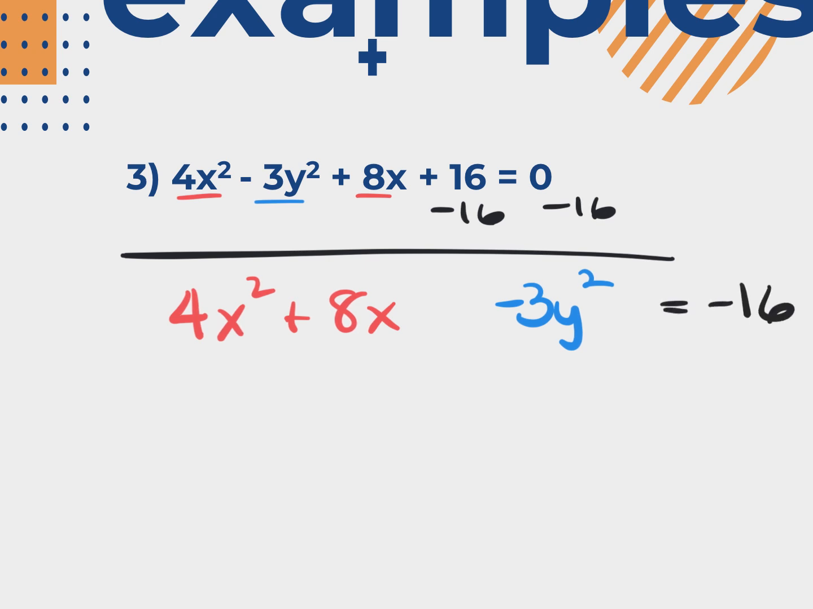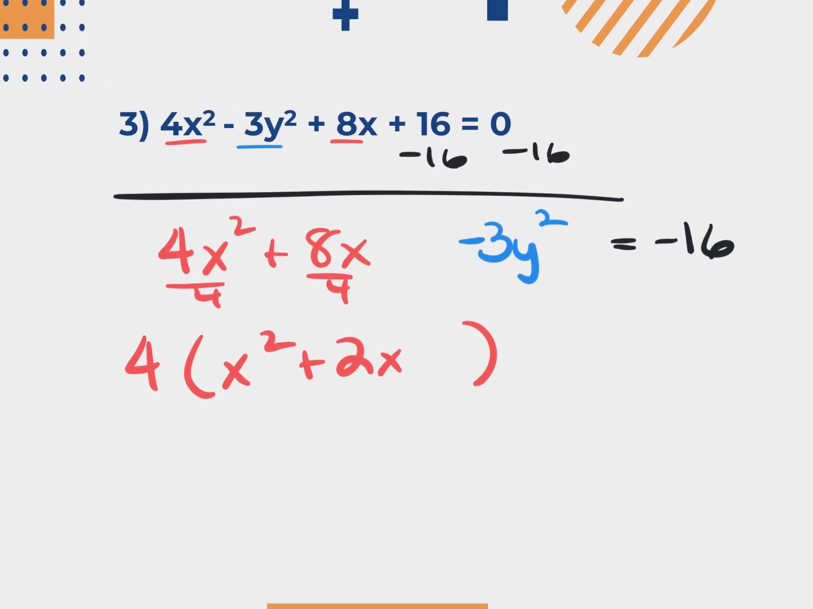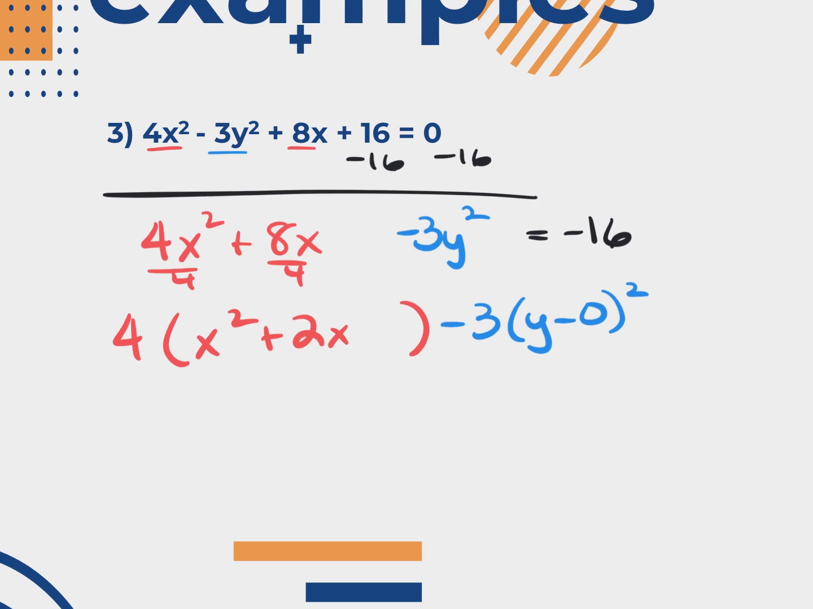So I need to complete the square for the red first. I need to factor out that 4. The number in front of x squared needs to be a 1. So divide it. Leave the blank space. Over here, notice there's no b term, but I could factor the negative 3. And then I could show that it's going to be y minus 0. I could go right to its factored form. And then equals the negative 16.